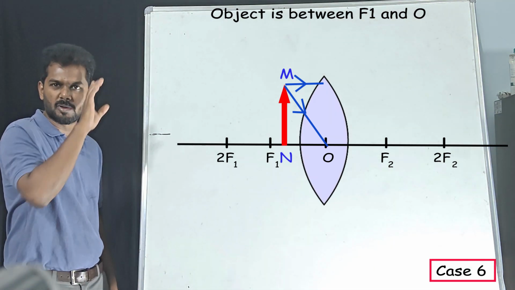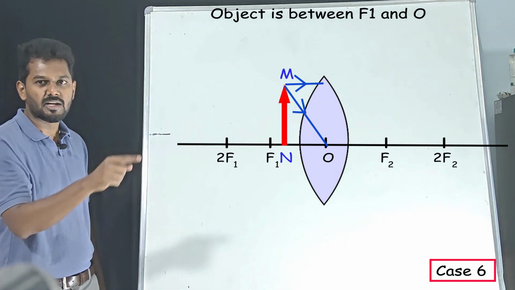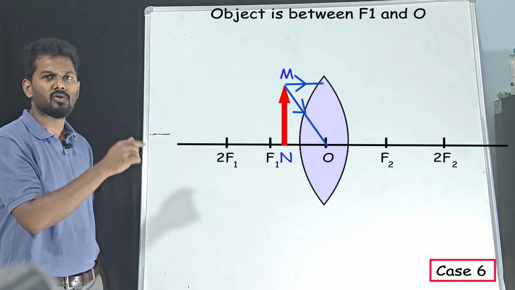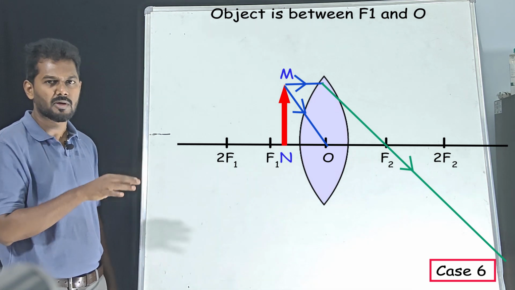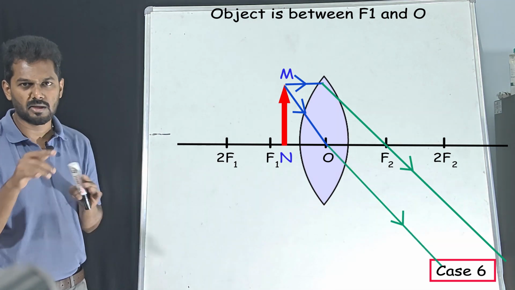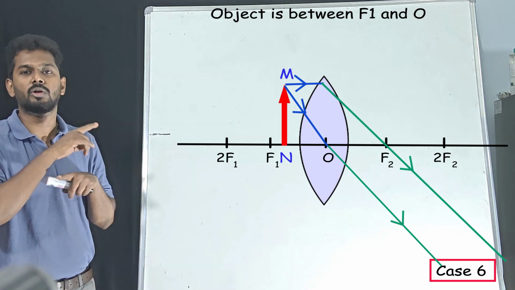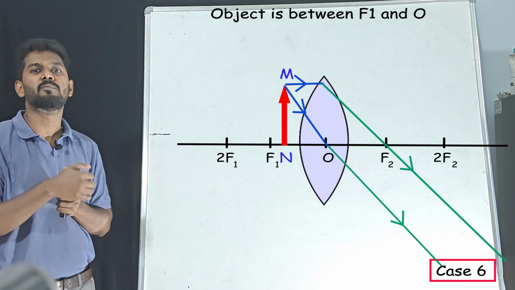If it is parallel to principal axis, what happens? This is what we have learned from all the cases. It will definitely converge through f2. If it is passing through optic center, it passes without deviation. Now compare the rays. Definitely these two are not parallel. If these two are not parallel, they are never going to meet. If they are never going to meet, we are not going to get the real image.